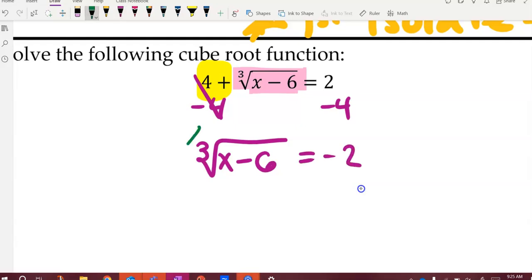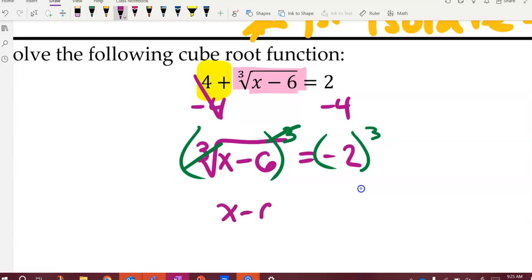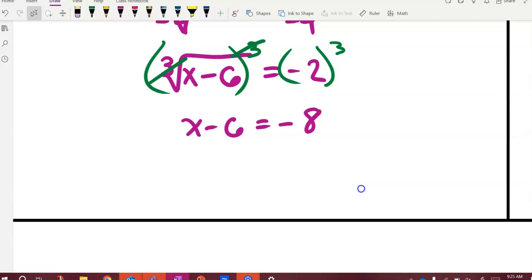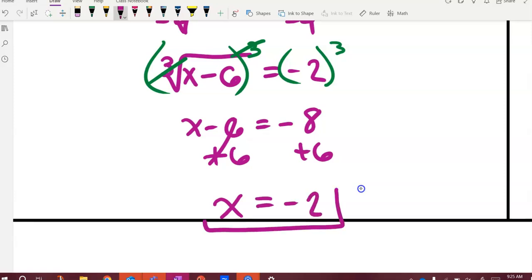And so now we can cube both sides. Boom, boom. On the left, we're left with x minus 6. Now negative 2 cubed is going to leave us with negative 8. Now to solve, we're going to add the 6. And that leaves us with x equals 2.